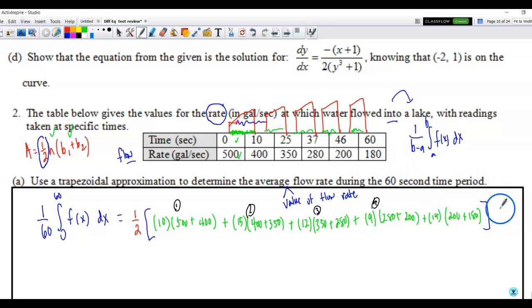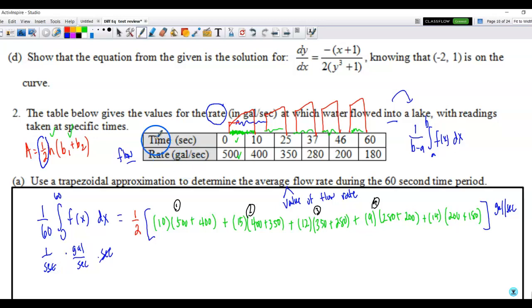So my units in this case, let's see, what are the units? Gallons per second. Now, how do I know that? Just to do another unit analysis, the 60 is seconds, so 1 over seconds. The rate is gallons per second. And in this case, dx would be our time, and the time is measured in seconds, and the seconds divide each other out, and we get gallons per second.